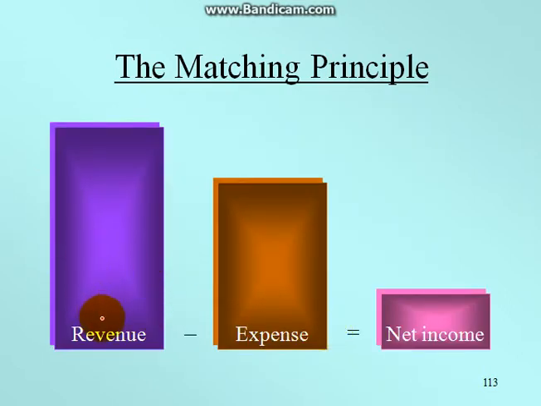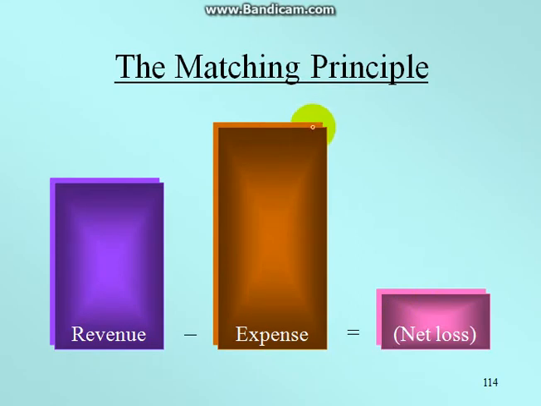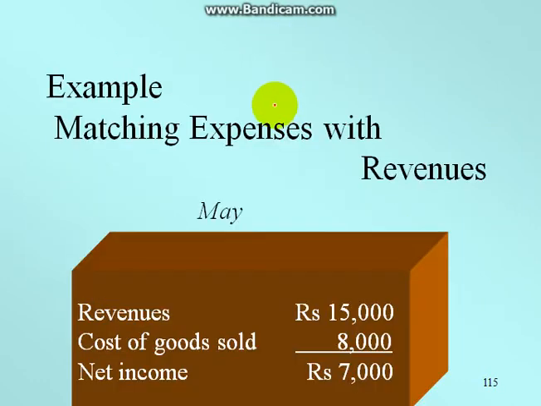Here for example the revenue part is there, and here the expenses are there. So revenue minus expenses will give you the net income. For example, if 100 rupees is revenue and expenses are 80, then 20 rupees is the net income. So here the matching principle is being used. For example, if revenues are 100 rupees and expenses are 120 rupees, then you will see a 20 rupees net loss. So this is the loss. So here the matching principle will be used.